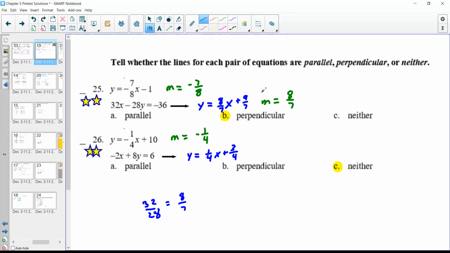So we see that the slopes are opposite reciprocals, and that's what perpendicular lines have. They have opposite reciprocals. Slope of this line is -7/8. Slope of this line is 8 over 7.